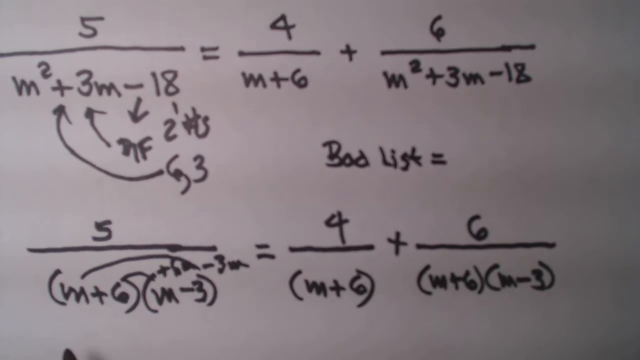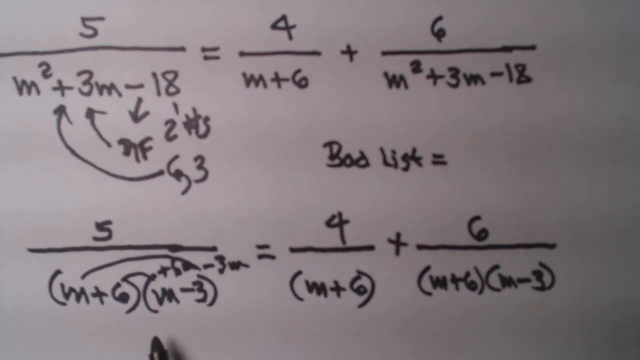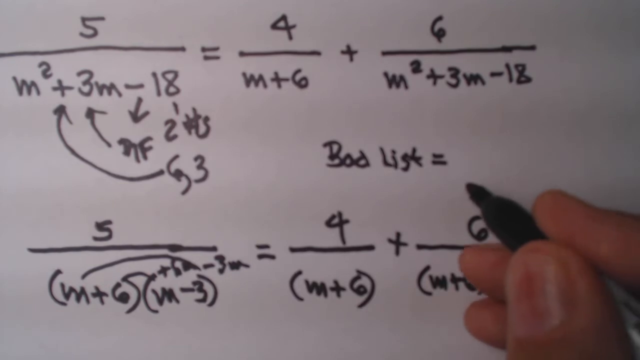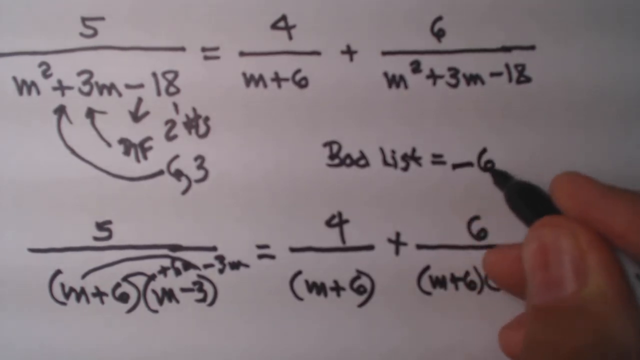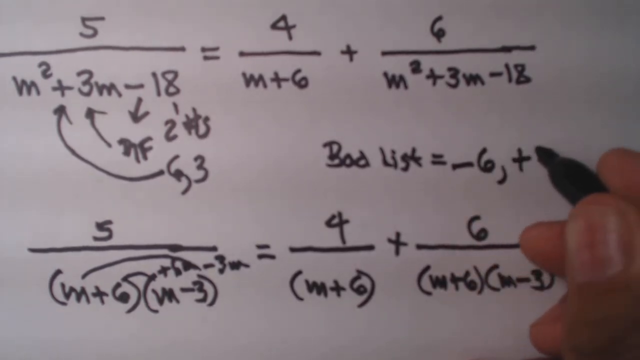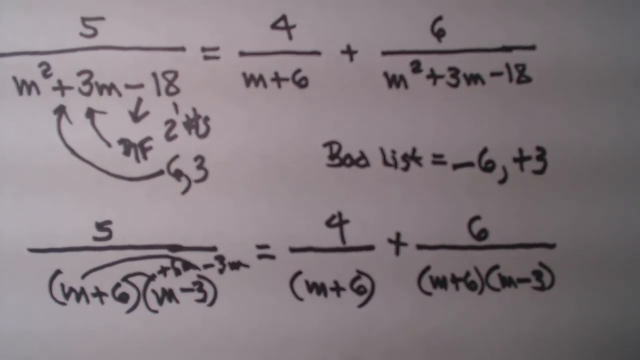Okay, see the first fraction? A negative 6 would make this 0. The whole thing would be 0. And a positive 3 would do the same. So negative 6 and positive 3 are two bad values. I'll put a plus in front of 3 to rub it in.